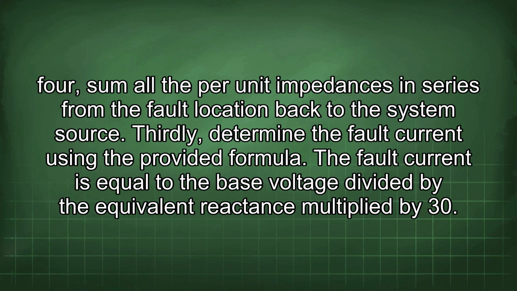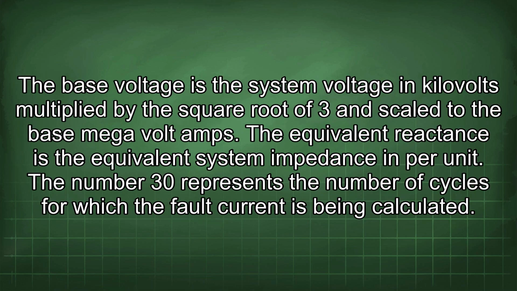Thirdly, determine the fault current using the provided formula. The fault current is equal to the base voltage divided by the equivalent reactance multiplied by 30. The base voltage is the system voltage in kilovolts multiplied by the square root of 3 and scaled to the base megavolt amps. The equivalent reactance is the equivalent system impedance in per unit. The number 30 represents the number of cycles for which the fault current is being calculated.